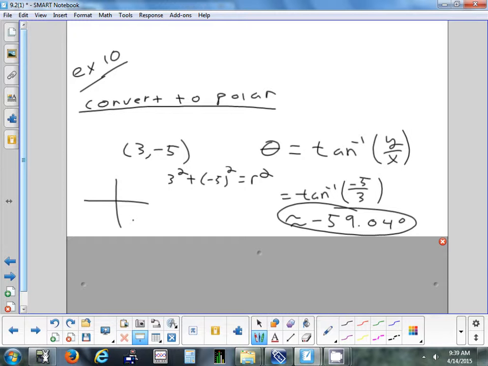Okay, Josh, what's 3 squared? 9? And Andrew, negative 5 squared. 25. Add them up. Get 34 equals r squared. So r is the square root of 34.